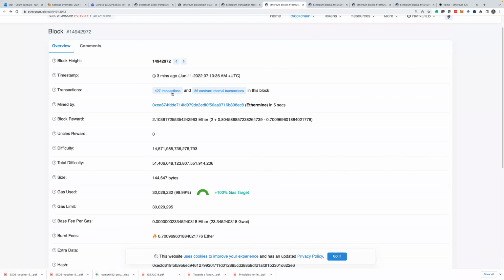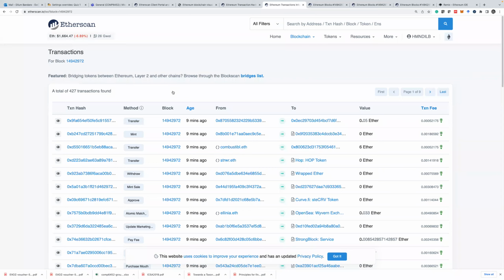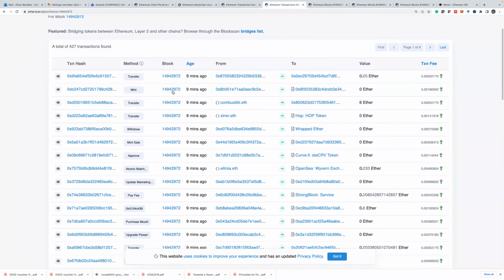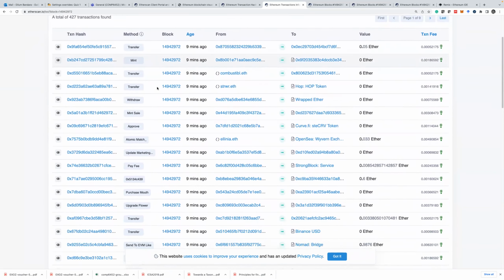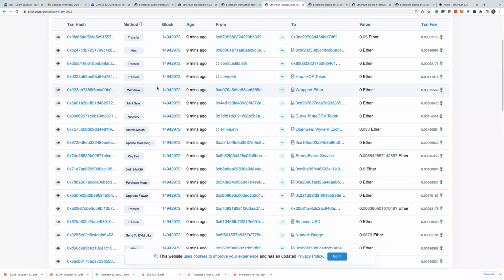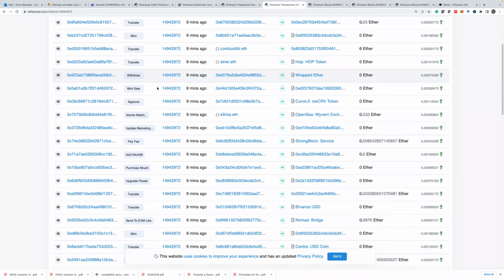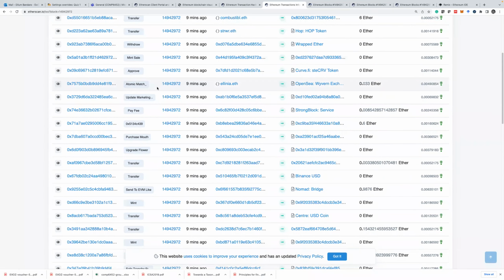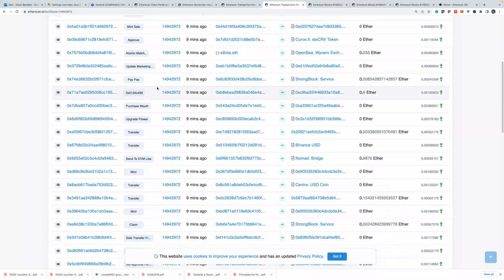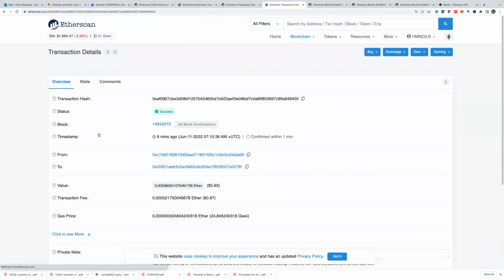So this block has 427 transactions. If we talk about one of those transactions, let's say we just take one of these, maybe we'll just take a simple one. Yeah, maybe something like this one first.